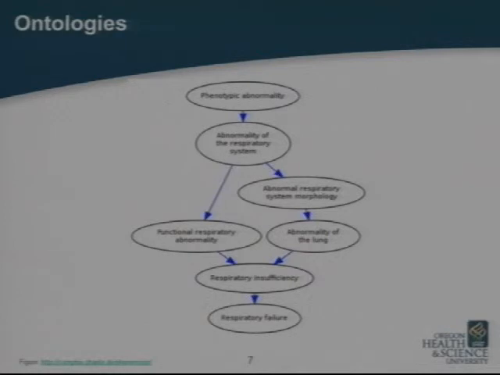In order to make use of the data from the collaborative cross, then, it's very important for us to have computational tools that allow us to access and understand the data that we've collected. Much of this is done in the framework of ontologies, which are structured, controlled vocabularies that basically describe and annotate a body of knowledge.